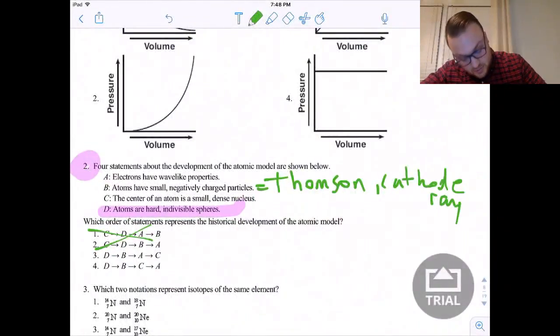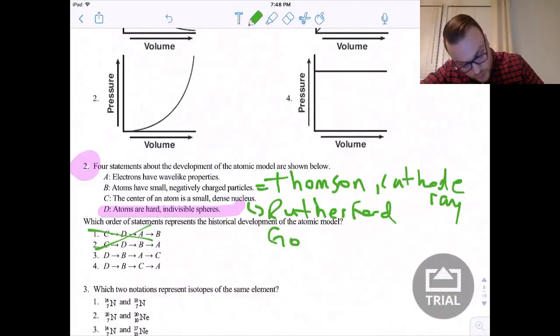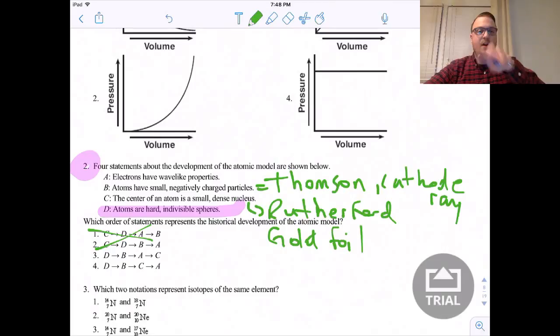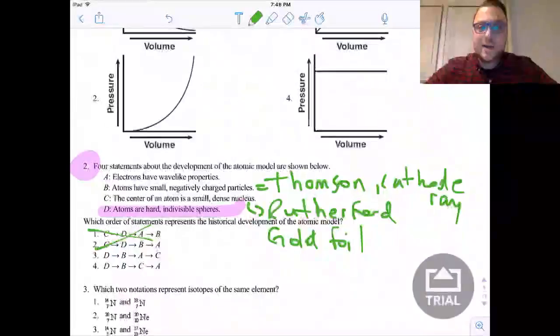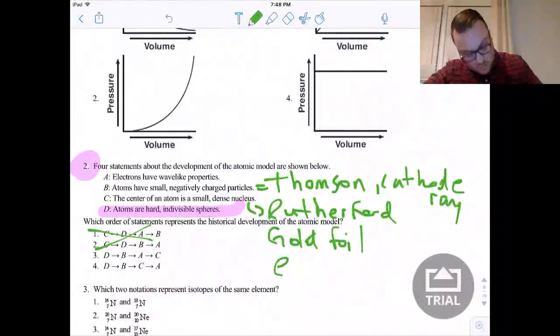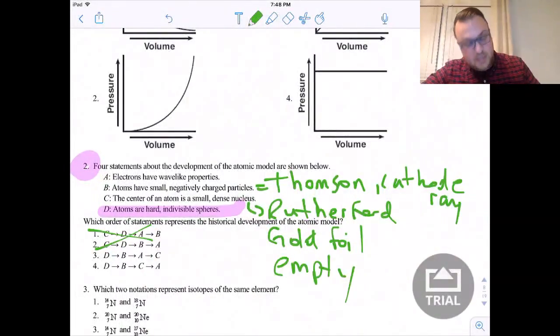Rutherford. So C was good old Rutherford, and his experiment involved gold foil. And he fired alpha particles at it. And he noticed that the alpha particles mostly just passed through the atom. And then every once in a while, they would shoot back in a different direction. So he said the atom was mostly empty space with a small dense nucleus, which they have here in C. That's a pretty popular one that pops up all the time.